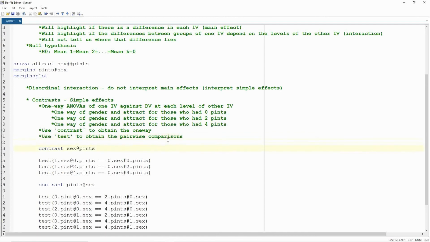So let's look at contrast first. The syntax is just contrast sex @ pints. I have absolutely no idea why all of a sudden we're using @ symbols. I couldn't tell you what's going on there, but let's see what happens.